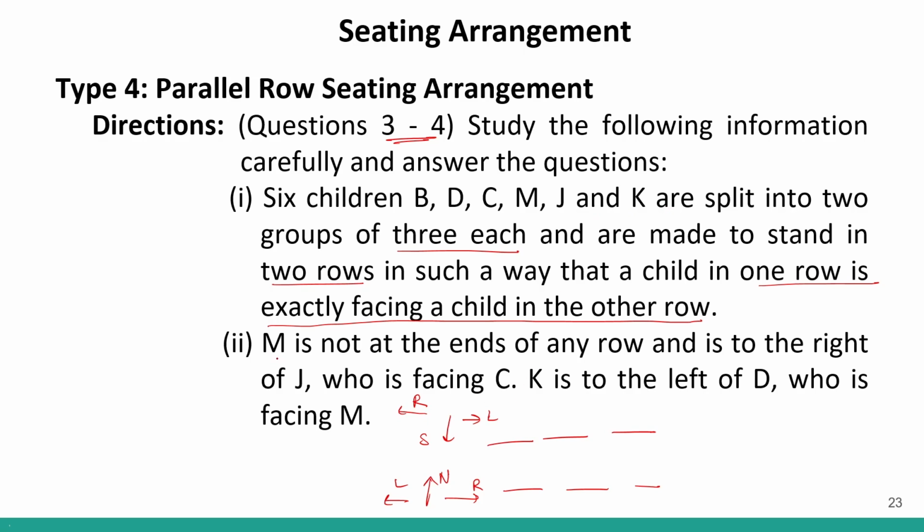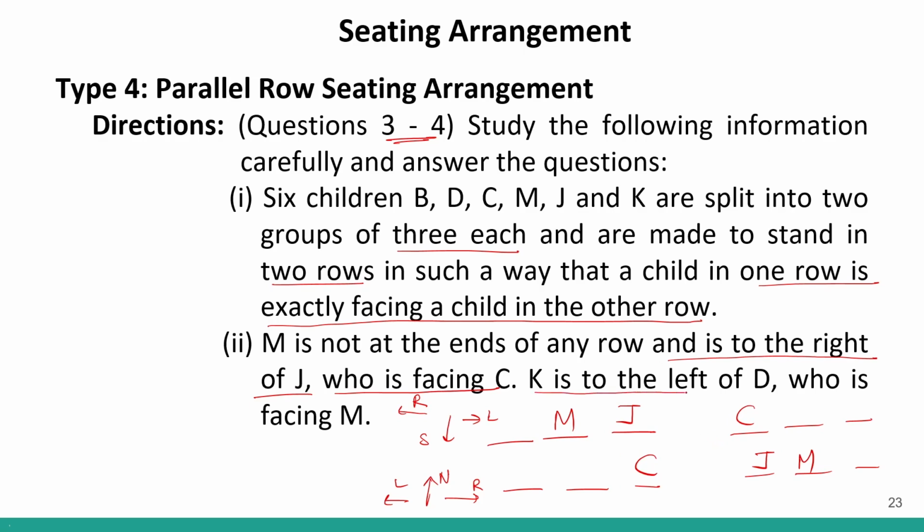Now it is given to us that M is not at any of the ends of the row. So M can be here or there is other possibility that M can be here. Because again the row is also not given to us. So M is not at any end, that means M can be here and M can be here. 2 possibilities. And it is given to us M is to the right of J, that means J will come over here or J will come over here because M is to the right of J. Okay, and J is facing C. So C will come over here or C will come over here.